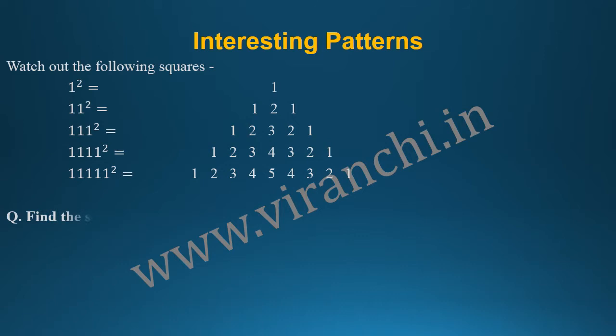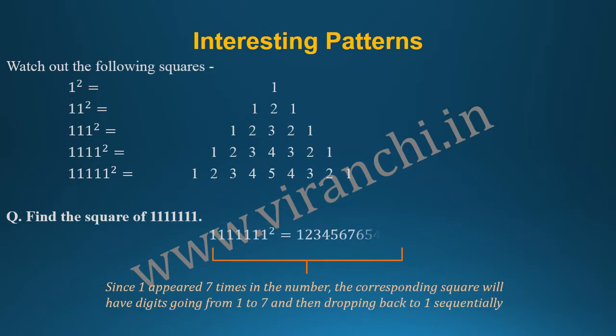Let us take a question where we have to find the square of 1111111. This number consists of 7 digits with all of them being 1. So I can straight away write its square equal to 1, 2, 3, 4, 5, 6, 7, 6, 5, 4, 3, 2, 1.